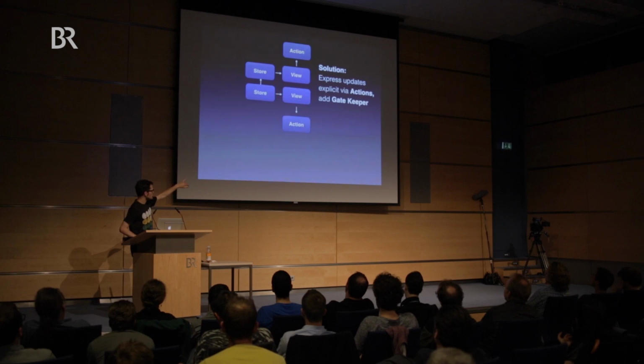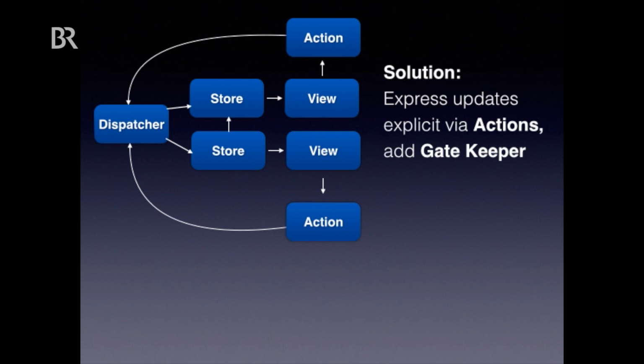That then gives us this: the views, instead of talking to the stores directly, emit actions. And then we have this gatekeeper, which we call dispatcher. The dispatcher takes the action, gives it to the stores, and if there's an update from the store, it propagates to the views. And we will see a more detailed example soon.